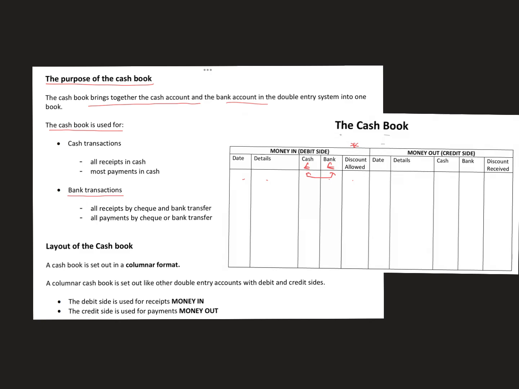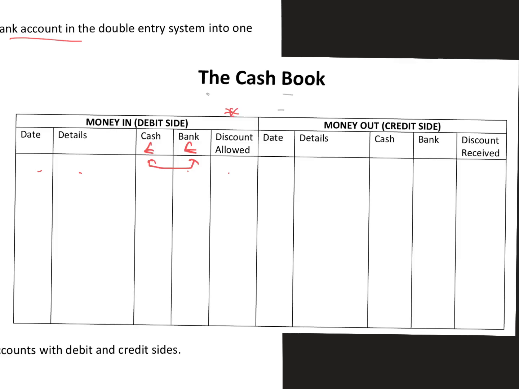On the credit side, what you will actually see is very similar information. So a date column. You will also see cash and bank. And you'll also see the discounts column. So you can see the discount received column here. The discount received column actually is just a tally as well.